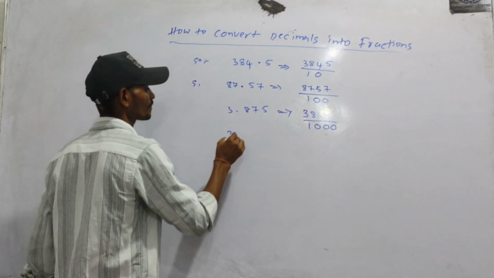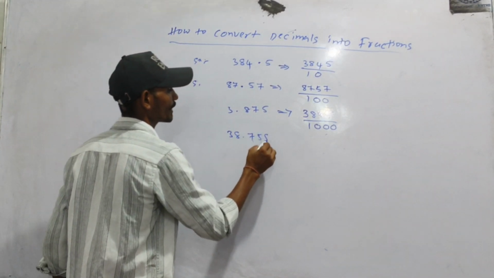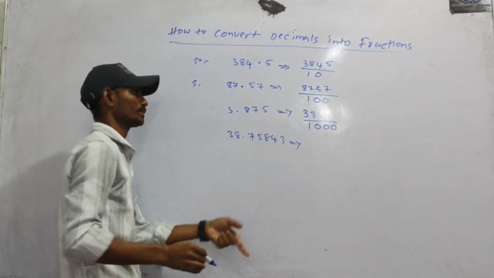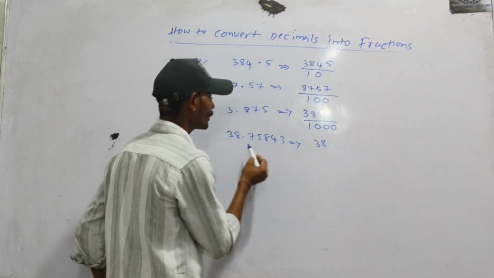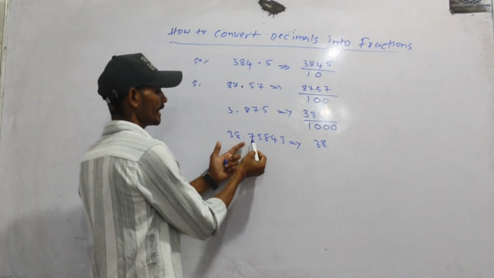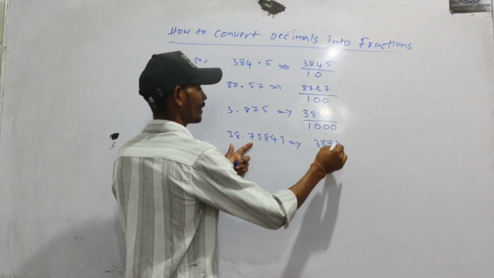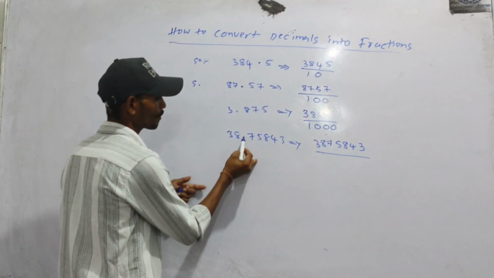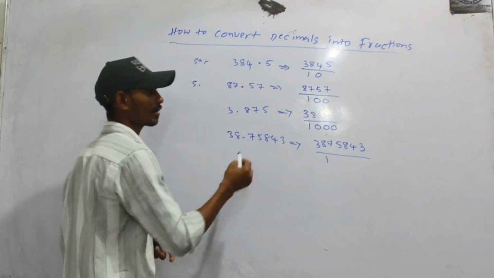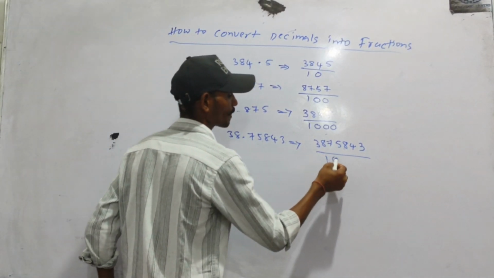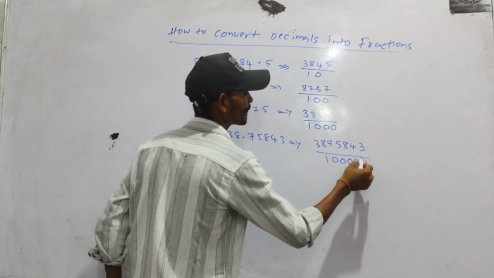One more example, 38.75843. Observe here: whatever the numbers are, you write them directly, including the decimal digits, all in the numerator, not in the denominator. 387583 by, as per the point, you take 1 in the denominator. After the point, how many digits? 1, 2, 3, 4, 5. So 5 zeros.